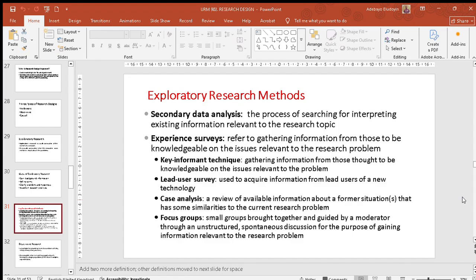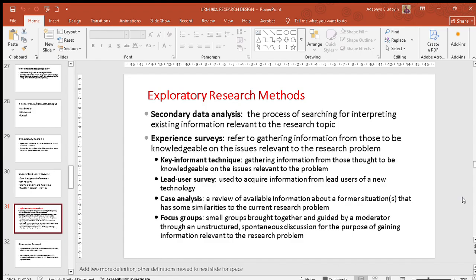In this case, you make use of key informant interview technique, and then you make use of lead user survey. A lead user survey is where you have something you want to come up with. For example, let's look at how some people use certain technology. You don't know how they use it, but you want to see how they use it, and in that case you make use of lead user survey. You can make use of case study analysis, and you can actually make use of focus groups. These are methodologies that can be attributed to the use of exploratory research design.